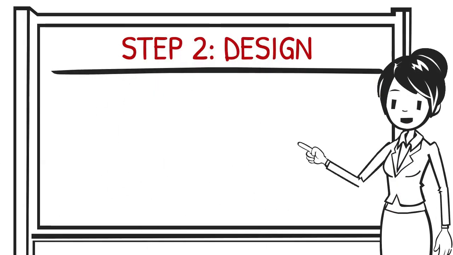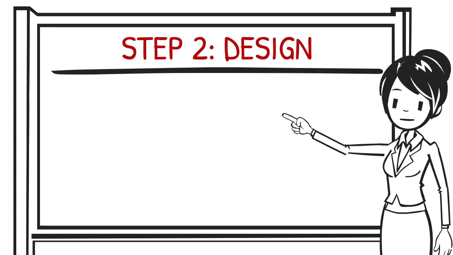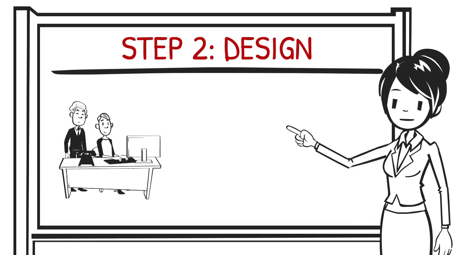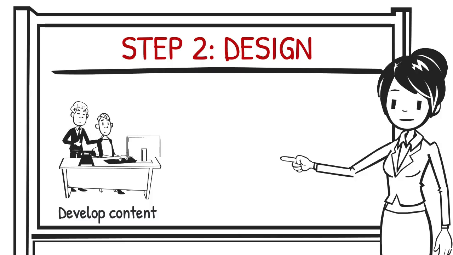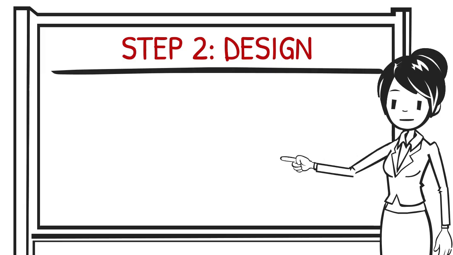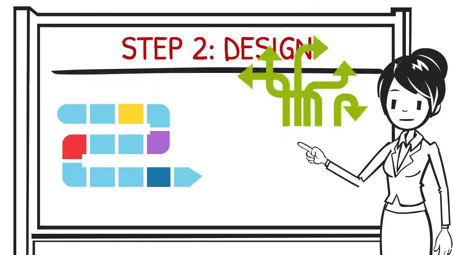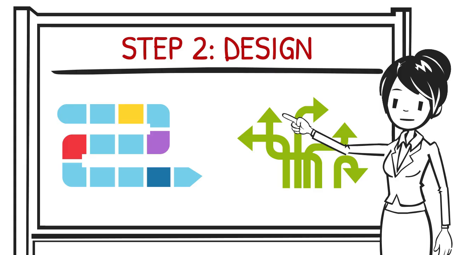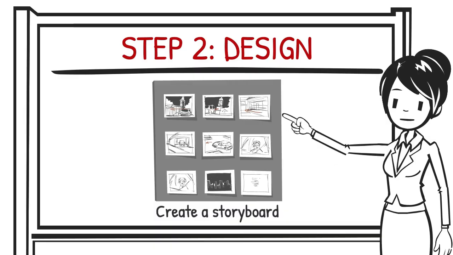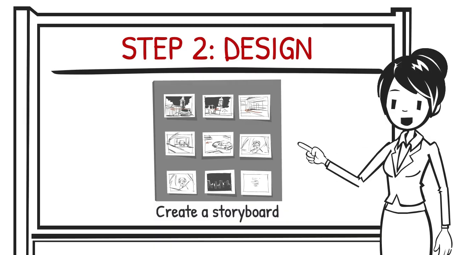Step 2 is design. In this step, you'll plan the content as well as the look and feel of your training. You may work with a subject matter expert to develop the content and a script. How do you want to tell the training story? Is your story linear, or can the learner explore different paths? You may want to create a storyboard or flowchart to lay out your ideas in an organized way.